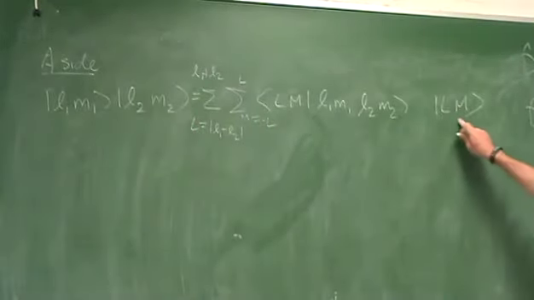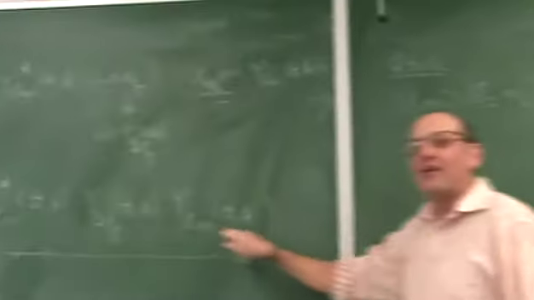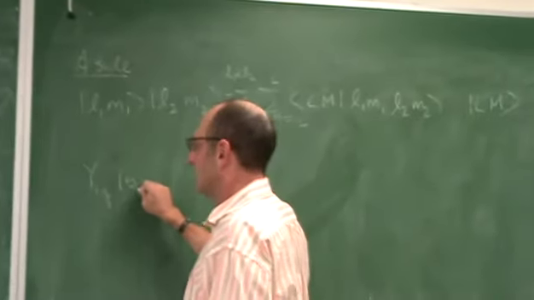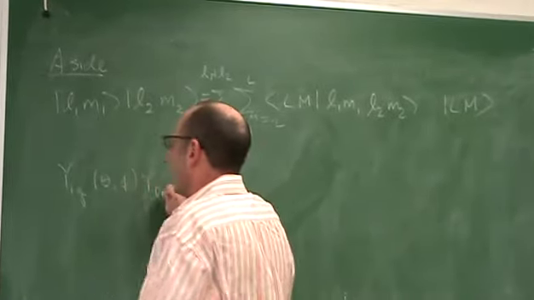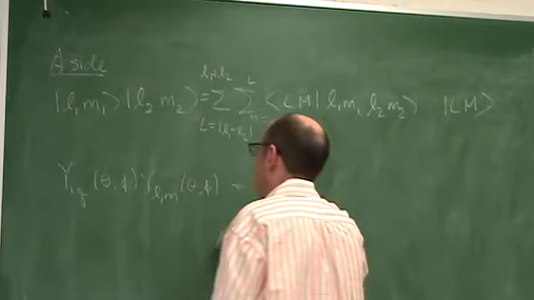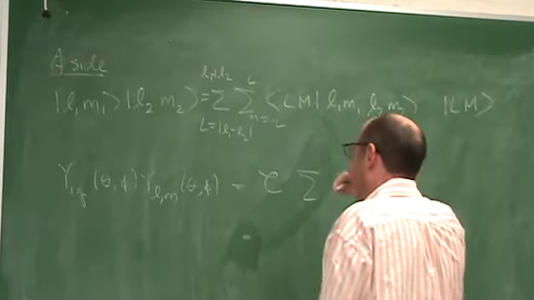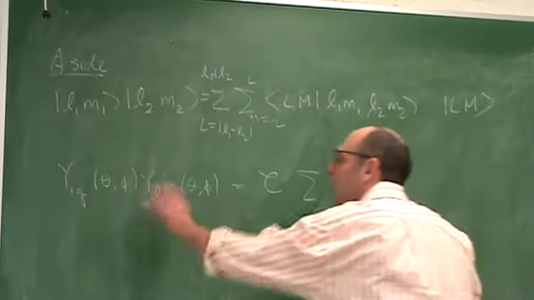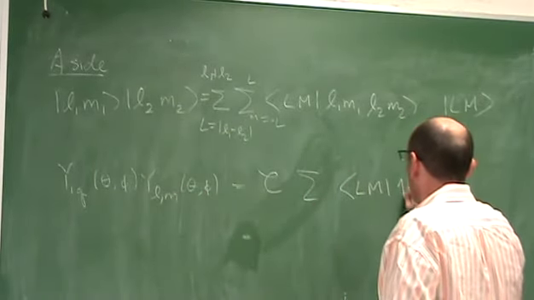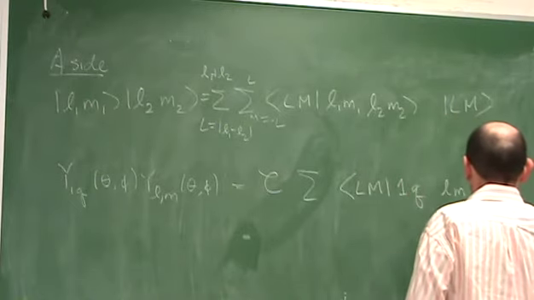So I have, this is the total angular momentum. So if I multiply two spherical harmonics together, there's some constant out front, but basically that constant doesn't depend on q or M, but there is an LM, 1q, LM, 1L.